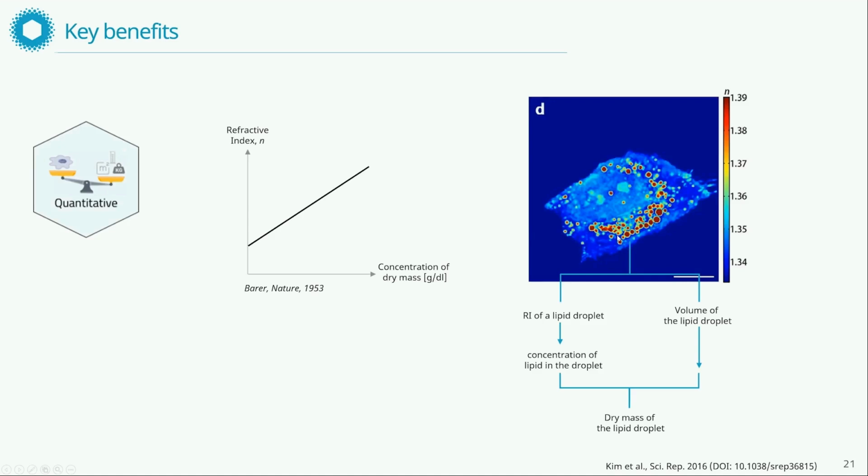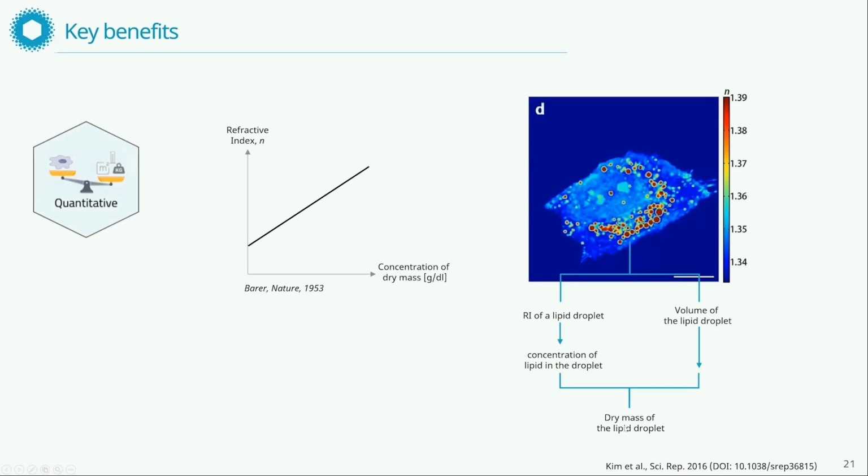And HT also has volumetric 3D imaging capability, so it can also provide the volume information in femtoliter units. Now you have two quantities. One is the concentration, and the other one is the volume. Both are in quantitative units. And if you multiply those two values, you can retrieve the dry mass of the lipid droplet.